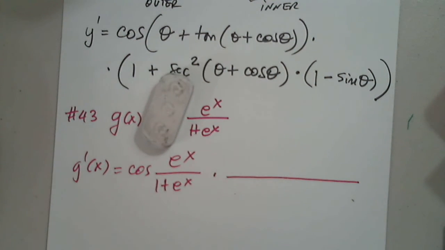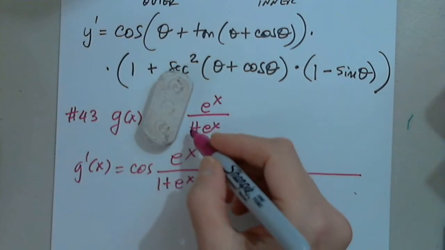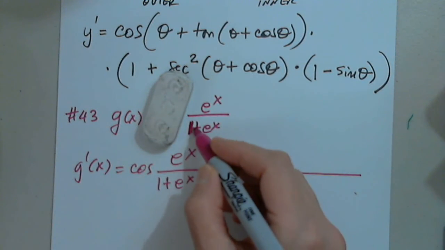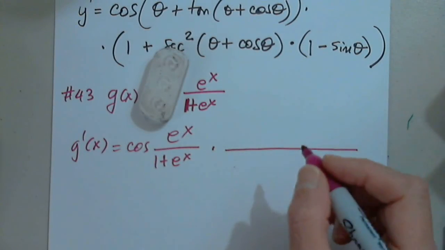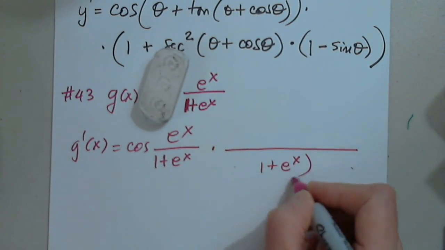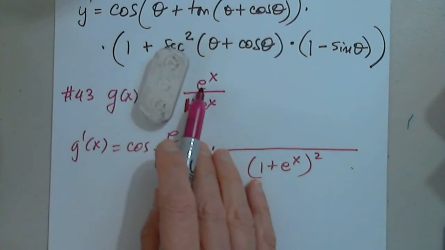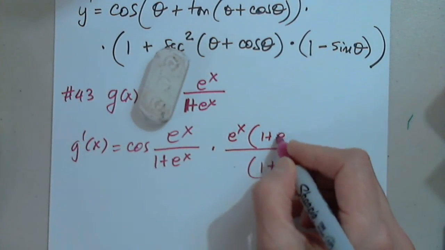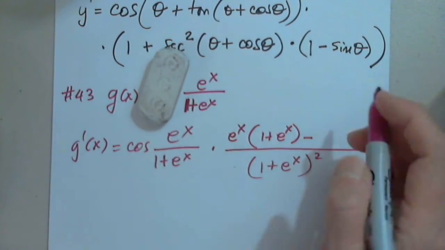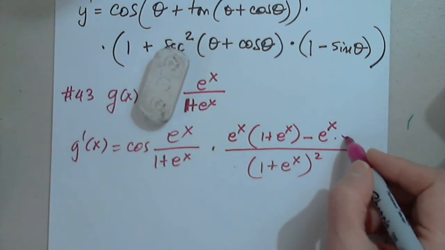Which rule do I apply to e to the x over 1 plus e to the x? Quotient? Yes. So the denominator is easy. The numerator has to have minus, right? The top prime is e to the x. I copy now the denominator. Minus, I copy the numerator and differentiate the denominator, which is again just e to the x.